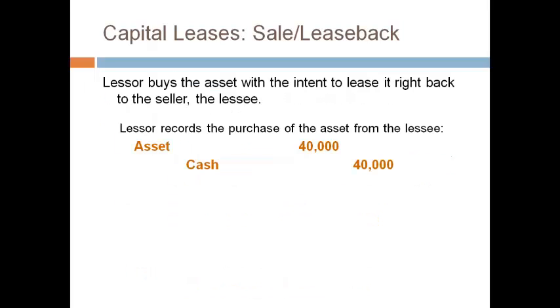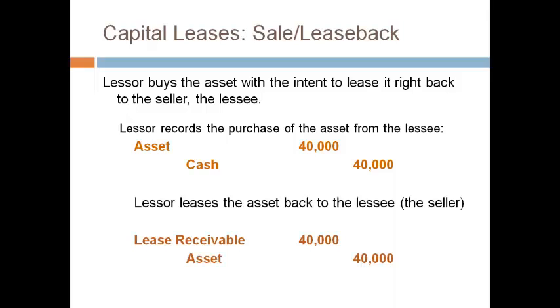The lessor records the purchase of the asset at their cost, the fair market value at the time, and records the transfer back to the lessee via the lease. A sale-leaseback is just as it sounds. The lessee sells the asset and leases it right back from the buyer.